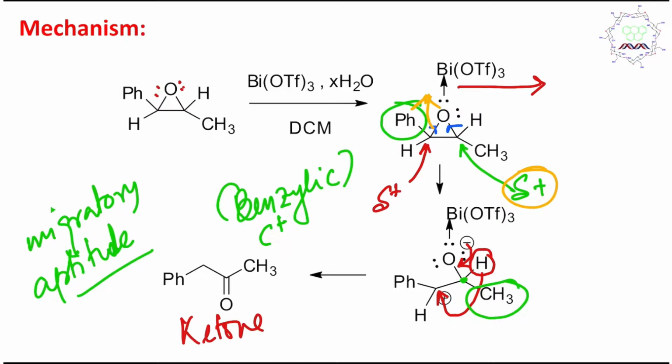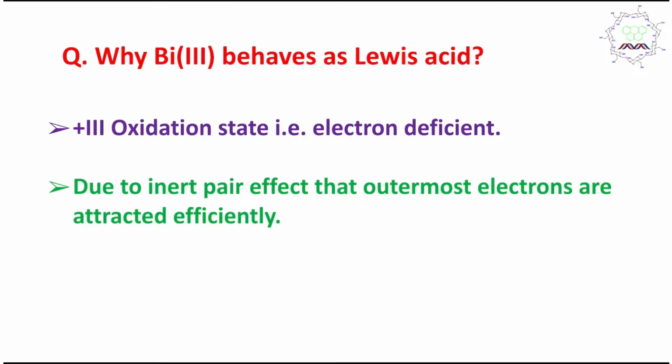Fine, small atom migration is easier. In this way, it produces this ketone. You can see such kind of thing in alkyl migration versus hydrogen migration in Baeyer-Villiger oxidation, or sometimes in the case of pinacol rearrangement type of reaction. So lots of things. Now, the most important question: why does bismuth 3 plus behave as a Lewis acid?